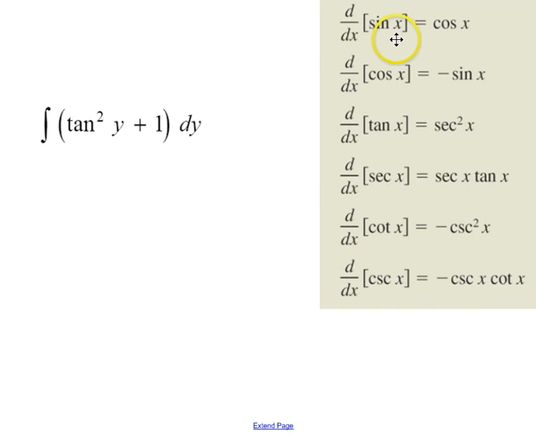So over here on the right, I have all 6 main trig derivatives. If this is not one of the answers, then I have to do some manipulating. Now I could manipulate by splitting this into 2 separate functions and doing the antiderivative of tangent squared y and the antiderivative of 1. But when I look over here, I don't see the antiderivative of tangent squared in my answers. So I don't think that's going to help me either. So what I'm going to need to do is think back to some of my trig identities.